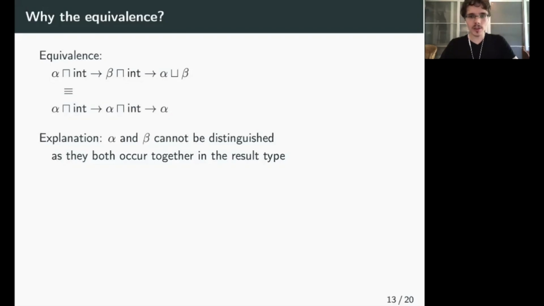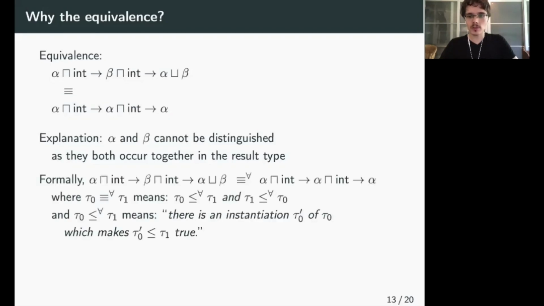Formally, the subsumption relation between two polymorphic types can be used to reason about the equivalence of simplified and unsimplified types. To show that one type subsumes another, that is, tau0 less than for all tau1, it is sufficient to pick an assignment of tau0's type variables which satisfies tau0 less than tau1.